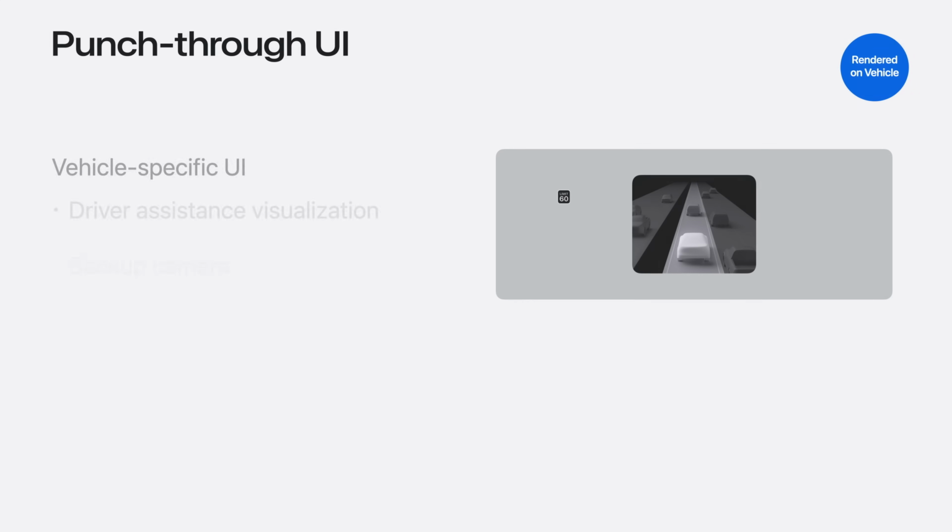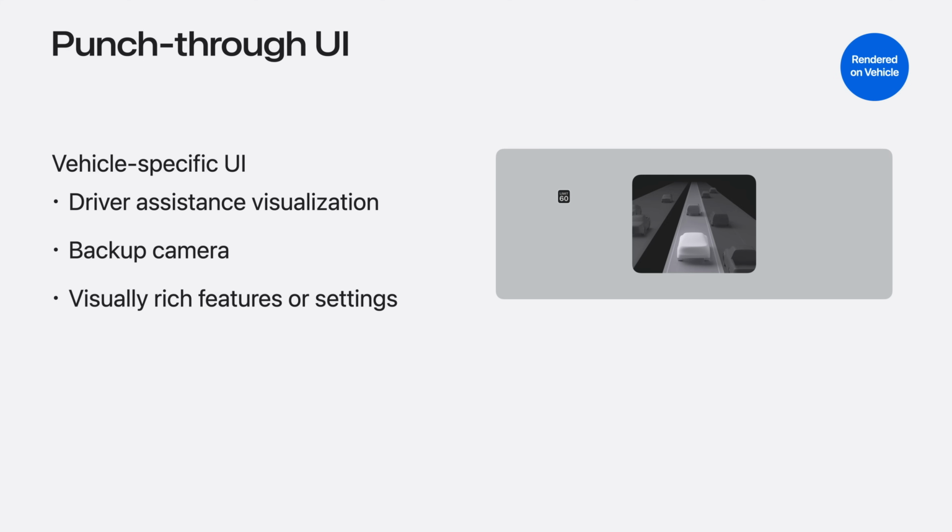The final layer is something we call punch-through UI. Punch-through UI allows you to incorporate vehicle-specific UI into the experience. Features such as driver assistance, external cameras, or any other visually rich feature on any display can be expressed as punch-through UI. Without a doubt, these pixels are all rendered by your vehicle. But the key here is the UI still feels integrated. Punch-through UI is elegantly revealed when displayed, and it participates seamlessly in transitions and animations. It just fits into the overall experience.